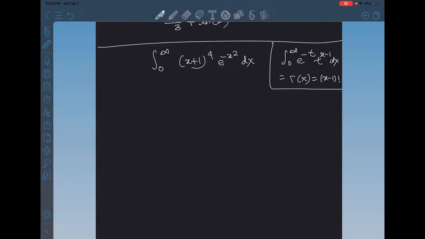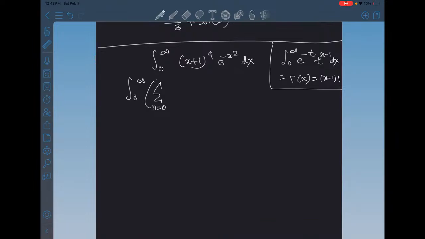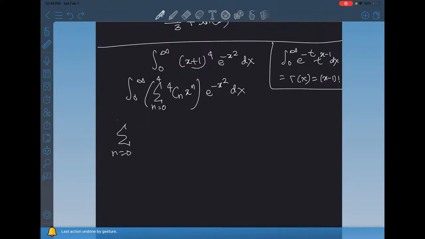Okay, now I'm gonna do something slightly different this time. Let me write this as a binomial sum, sum from n equals 0 to 4, 4Cn x to the power n. I'm trying something new this time, right? Now let me integrate inside the sum and integral. I can do that, 0 to infinity. And again, sorry, this sum is from 0 to 4.